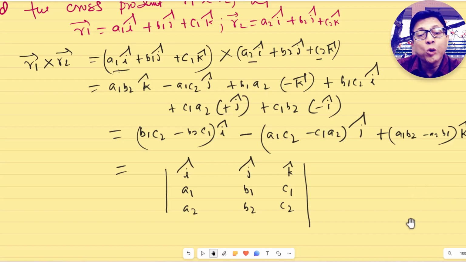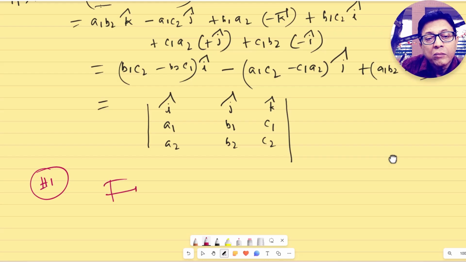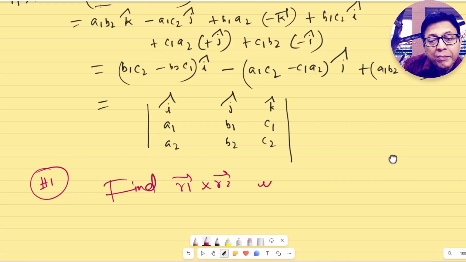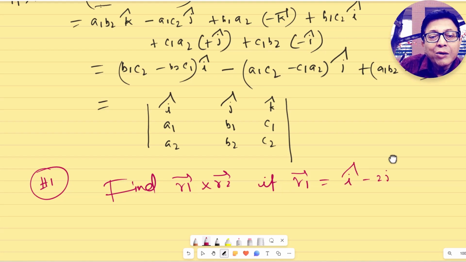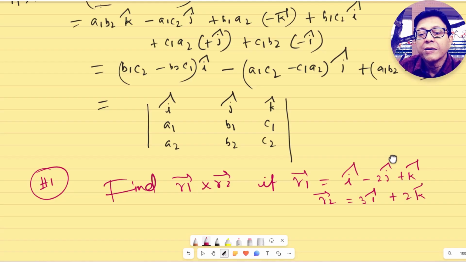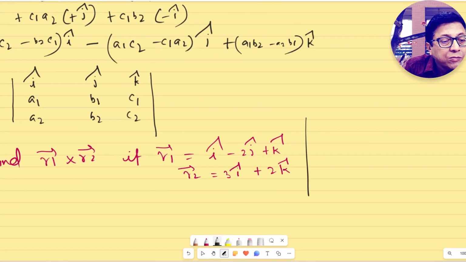You don't have to do so elaborately every time. You write I, J, K and then A1, B1, C1, A2, B2, C2. See, I into B1 C2 minus B2 C1 is there, minus J into A1 C2 minus C1 A2 is there, plus K into A1 B2 minus B1 A2 is there. Let us find one easy application for it.